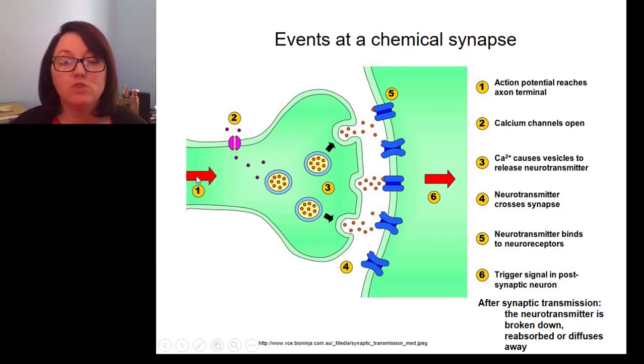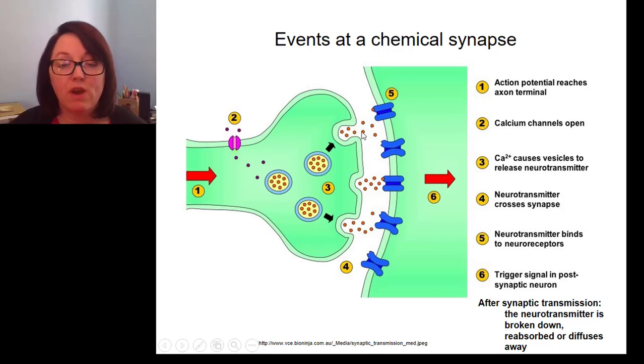So this red arrow is denoting the depolarization phase of the action potential reaching the end of the axon. Now that depolarization is what's going to cause the change in voltage that will open our voltage-gated calcium ion channel. Calcium ions then move from outside the neuron to in, following their concentration gradient. Once the calcium ions are inside, they cause the release of the neurotransmitter. So these little orange dots are the neurotransmitter being released into the synaptic cleft.